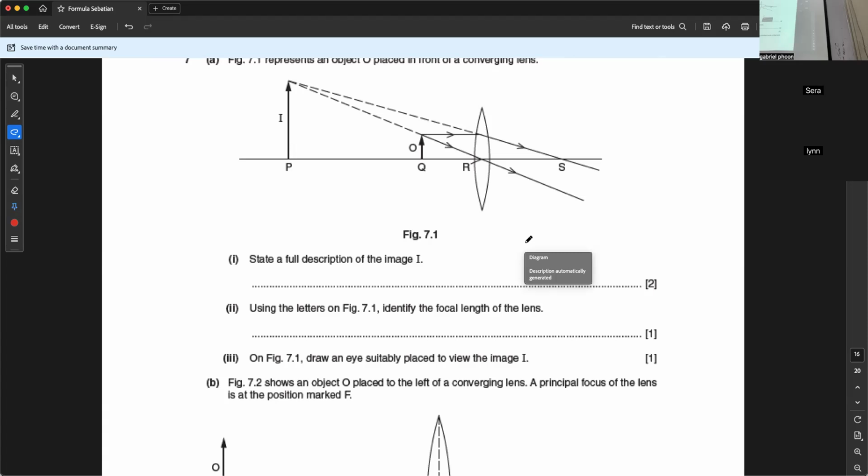This question is actually very commonly asked. Whether an image is real or virtual depends on whether it can be formed on a screen. For example, you see this image that is formed on the screen, so this is considered real. For a magnifying glass, the image cannot be formed on a screen, so it is going to be virtual.